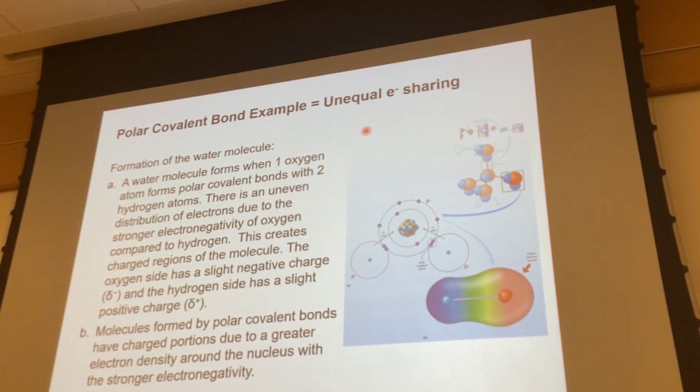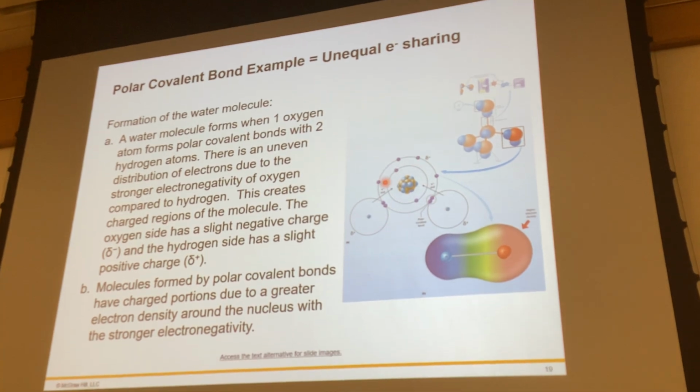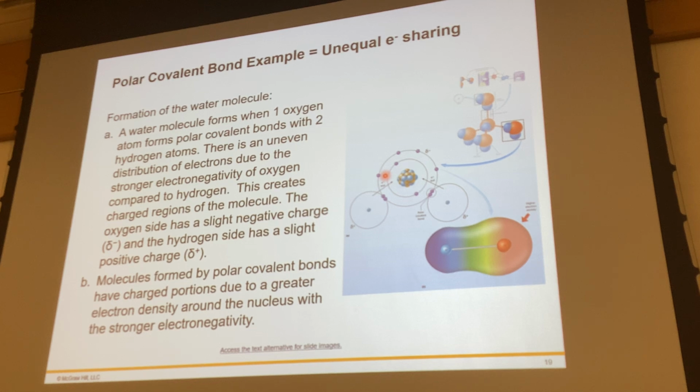This is the way that I generally will draw it, right here, where you have hydrogen on the left, hydrogen on the right, with a single bond between them, and oxygen in the middle. That oxygen is going to have a slight negative charge. That little delta negative is a slight negative charge. That little delta positive is a slight positive charge.